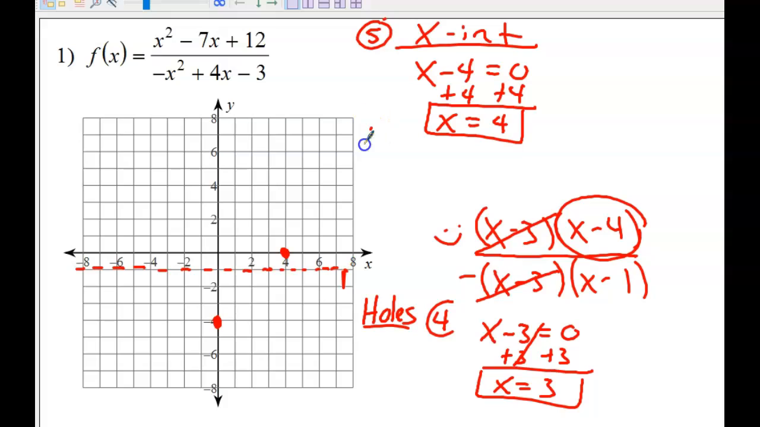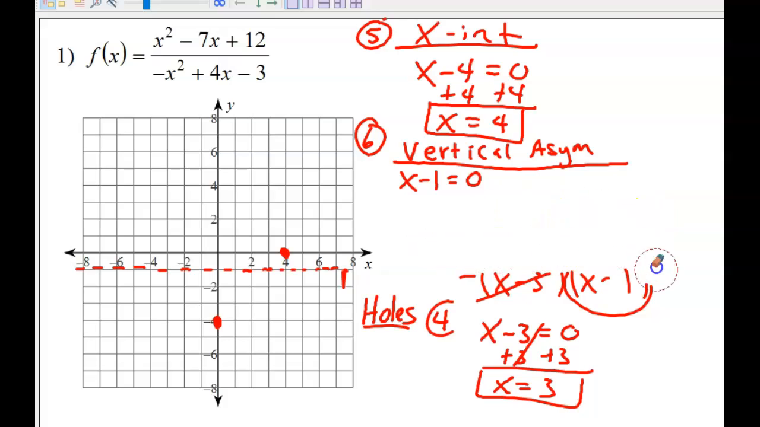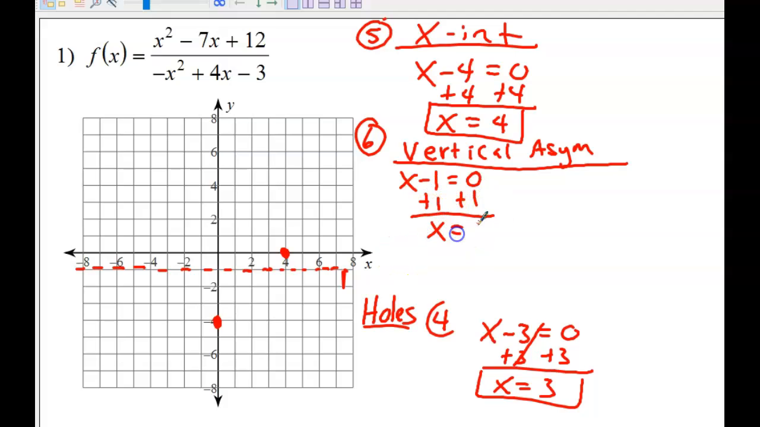Okay, step 6. We're going to find our vertical asymptotes. To find your vertical asymptotes, you take the factors from the bottom and set them equal to 0. Notice I'm not using the ones that I crossed off, by the way, because that was a hole. We don't use those. So I have one vertical asymptote at x equals 1. So let's draw a vertical asymptote at x equals 1.